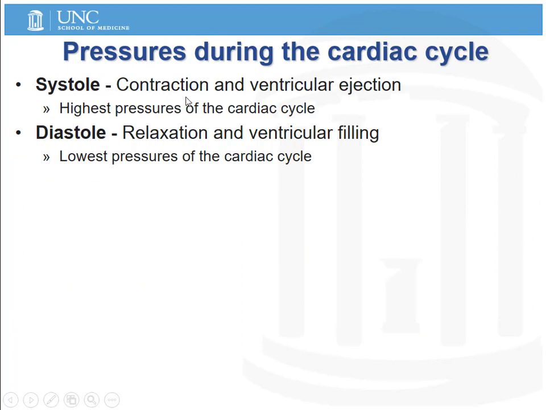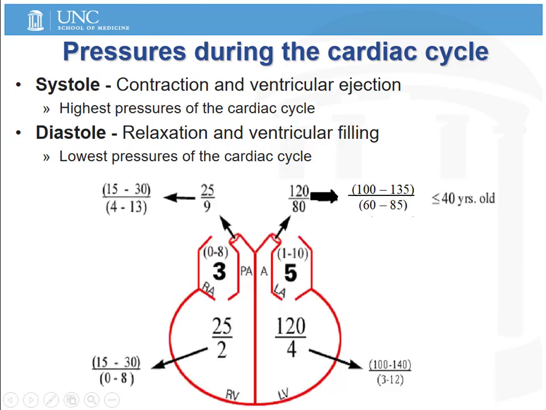These pressures are highest during systole, or ventricular contraction and ejection, and they're lowest during diastole, or ventricular relaxation and filling. This diagram of the heart shows some average pressures found during both systole, this top number, and diastole, this bottom number, with pressure ranges indicated by these arrows off to the side.